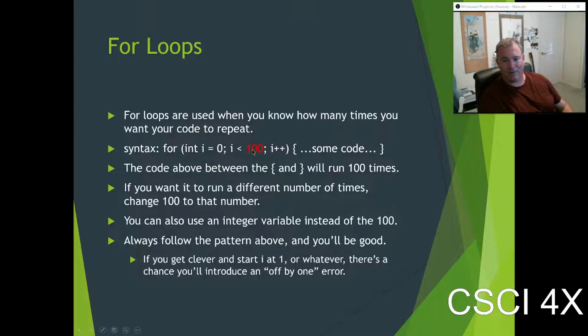Okay? And if I change this 100 to be a 50, it'll run this code 50 times. If I change this to be 1,000, it'll run whatever's between the curly braces here 1,000 times. Okay? If I make it negative, it won't run at all. If I make it 0 or -10 or -100, it won't run at all.